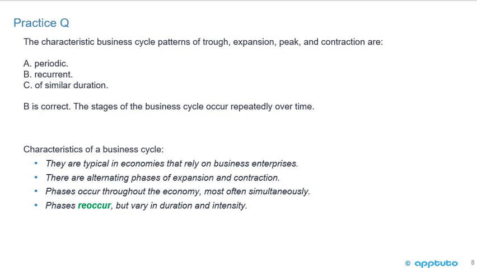So I copied from the previous slide, characteristics of the business cycle, typical in economies that rely on business enterprises. Okay, and the language was changed in the previous question to private companies. So again, sometimes it's not the exact word, but the meaning is there, and that's what you need to be careful with. Alternating phases of expansion and contraction. Phases occur throughout the economy, most often simultaneously. And then I put here in bold green, phases reoccur, but vary in duration and intensity. So you can see that word recurrent, that means reoccur. And that's just a little tip there in terms of the language.